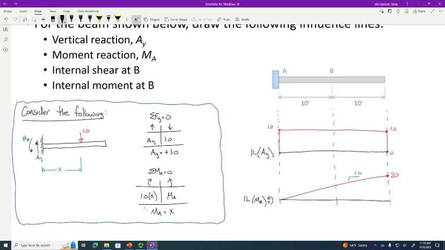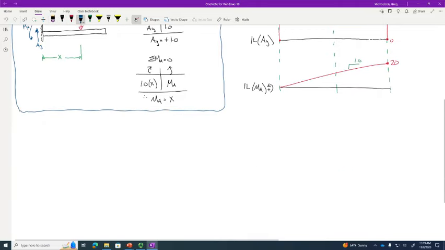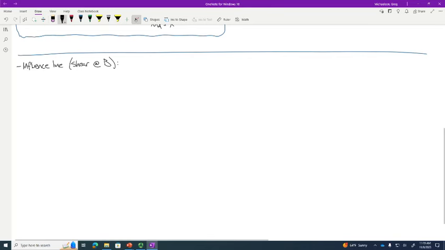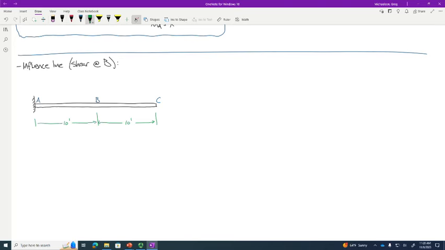Now, this is where I want you to put your thinking cap on. We're going to draw the influence line for the shear at B, okay? And the influence line for the shear at B, so what we're doing is here's the beam. So this is A, and this is B, and this is C, okay? And so this distance here is 10 feet, 10 feet.